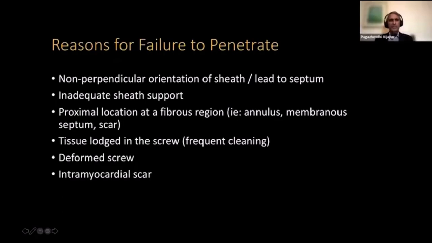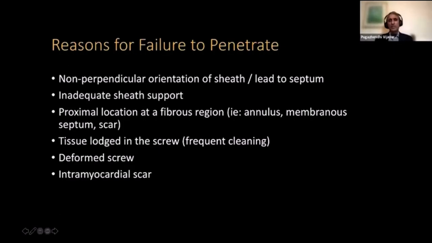So make sure the sheath adequately supports the lead, and try to keep the sheath as close to the tip as possible. Sometimes no matter what you do, it doesn't go forward. That means you need to ask, have I really defined my tricuspid annulus well? Am I close to the tricuspid annulus? Those membranous area, fibrous tissue cannot advance the lead.